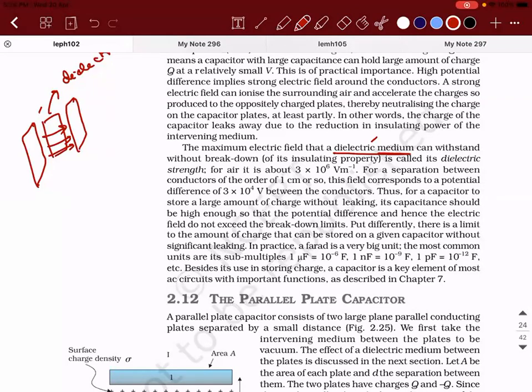And that value of electric field which is able to create this property in the dielectric is what is called dielectric strength. So what is dielectric strength? It is the value of the maximum electric field that you can give so that it does not lose its property. Have this in your mind. Okay.